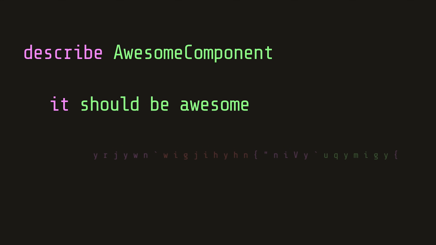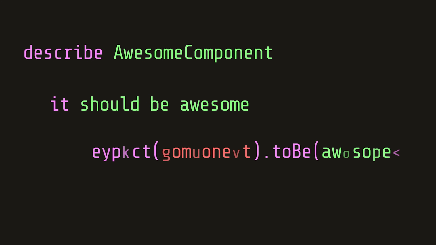Then you'll write an expectation that verifies whether this is true or false. So with Jasmine, we could do something like expect component to be awesome. The end result is that you've described the behavior of your code in a way that can be easily read by a non-programmer. Describing and validating your code in this way is the reason that testing is so effective at reducing bugs.